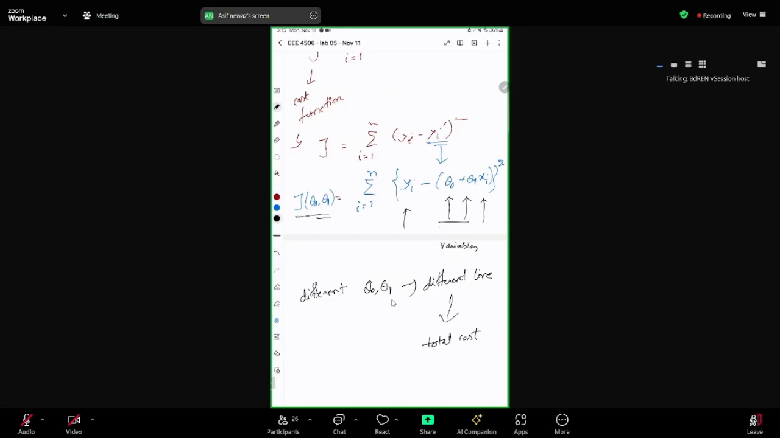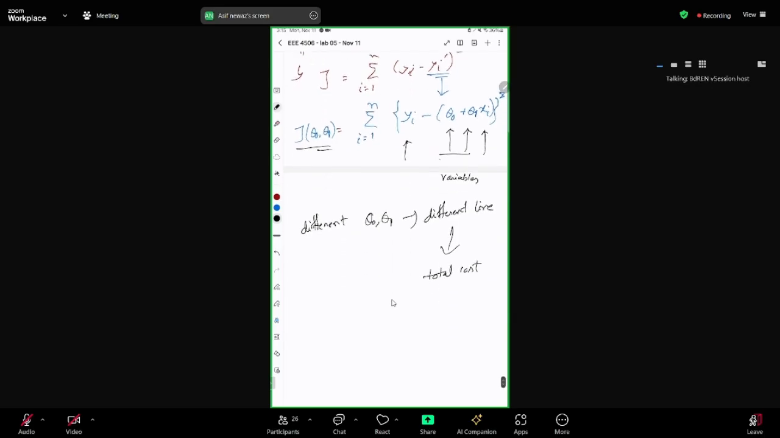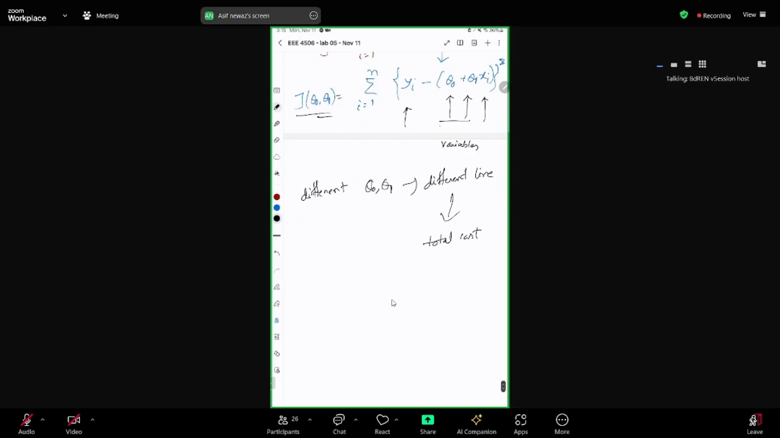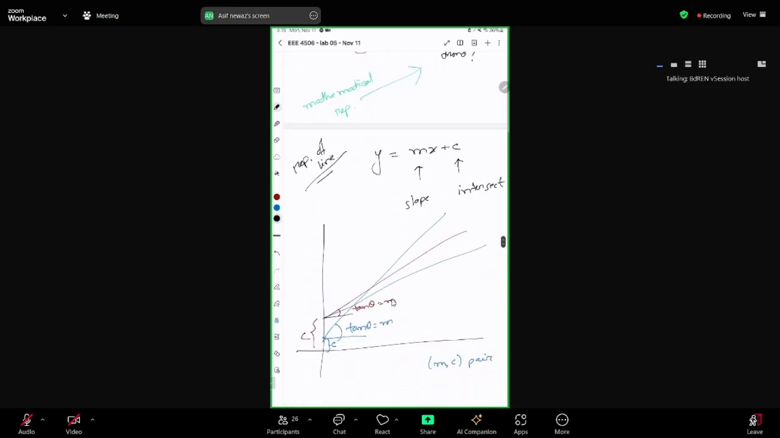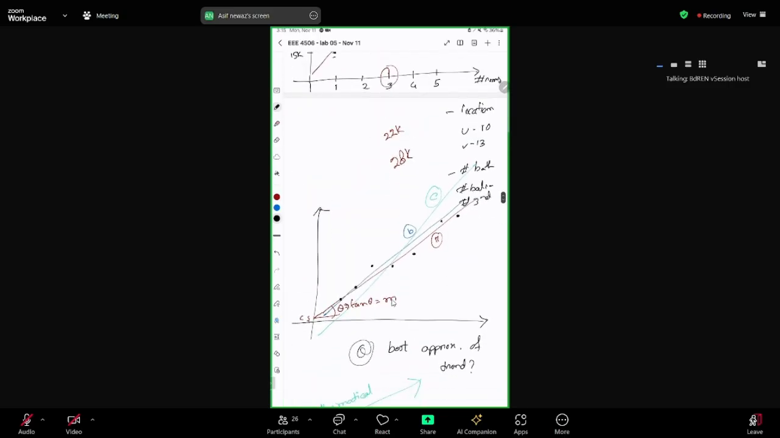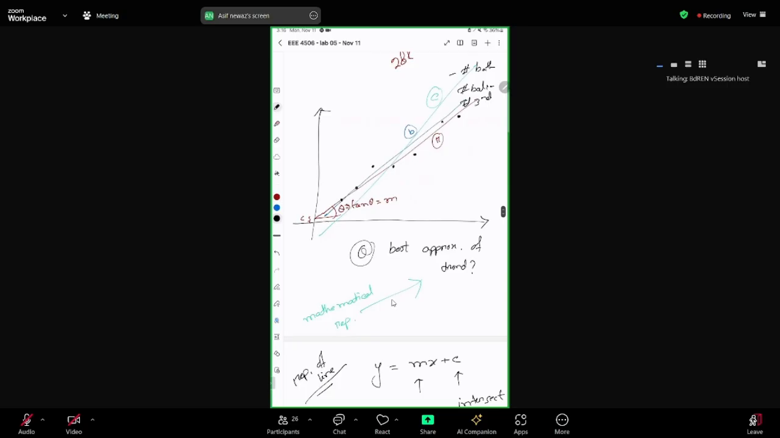আচ্ছা, so for different theta 0, theta 1, we can get different lines, and different lines will have different costs, and we can calculate from this value. We are trying to find the one that has the minimum cost, right? That was our goal. We can draw many different lines from here, and for each and every one of them, we can find the cost associated with it. We want the line that has the minimum cost. That line is the best approximation of the trend. Is the concept clear?